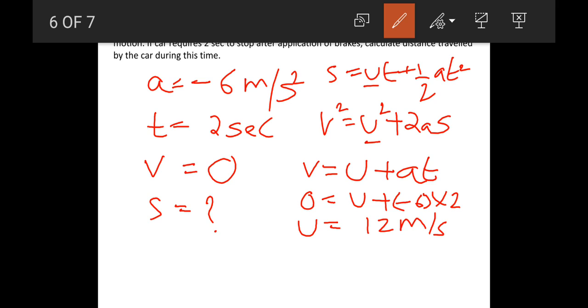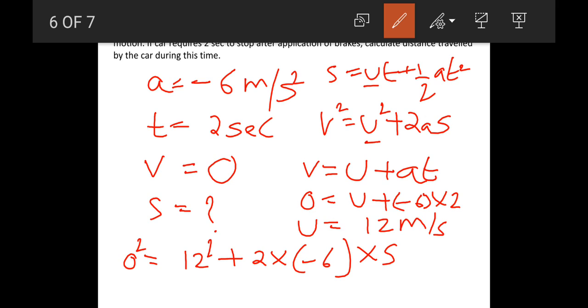Now use here this value of u to find out distance traveled. So now either equation, any of these two equations you can use because you have all things. Okay, what I'm going to do is, I'm going to use the third equation. So this, your v square equal to u square plus 2as. So 0 equal to 12 square plus 2 into a, which is minus 6, into s. So when you solve this, s equal to 12 into 12 divided by 2 into 6. So that will give me 12 meter. So your answer is 12 meter.